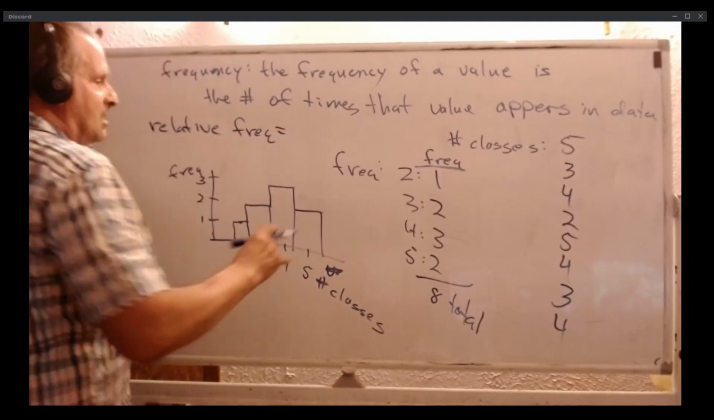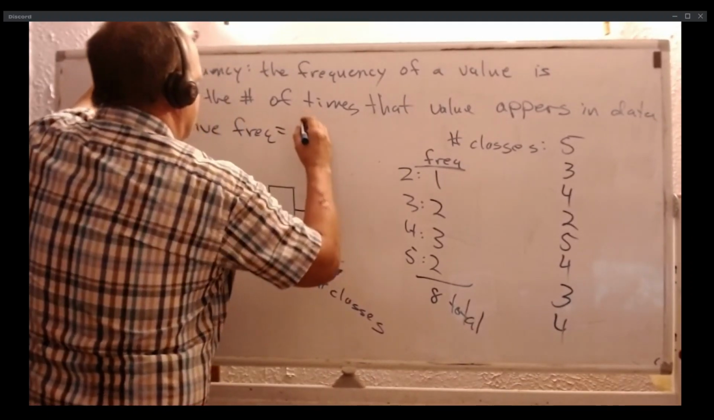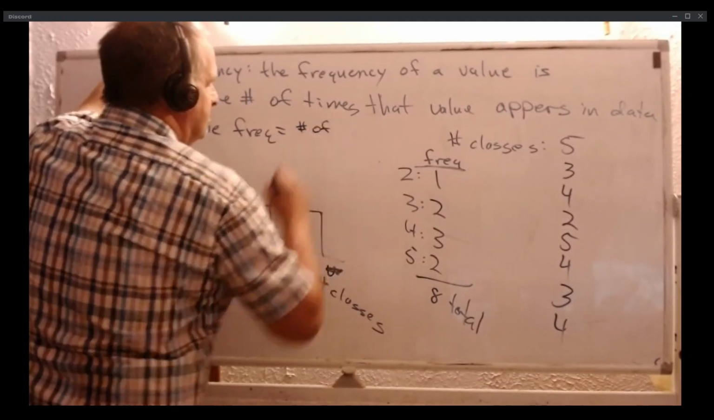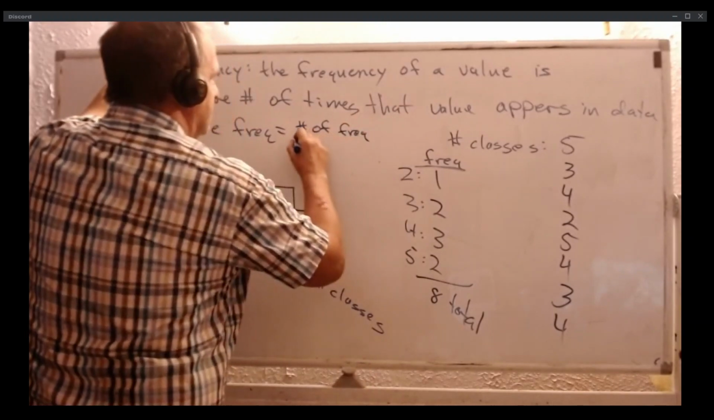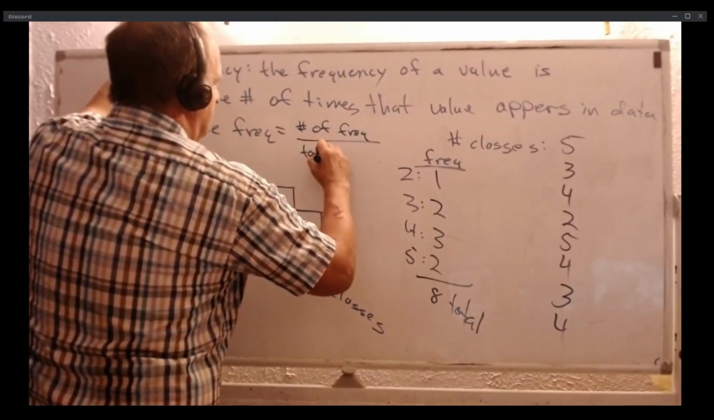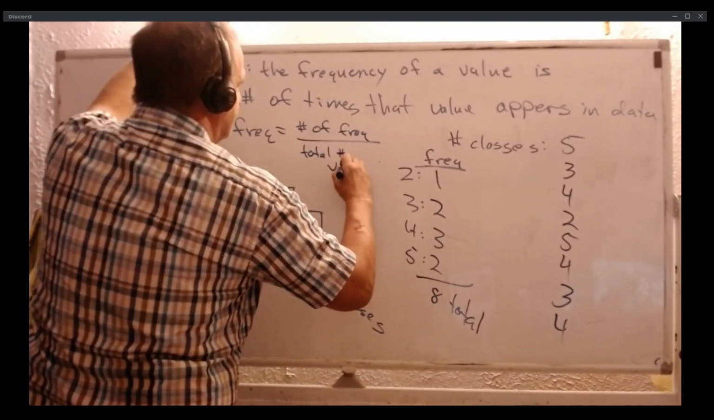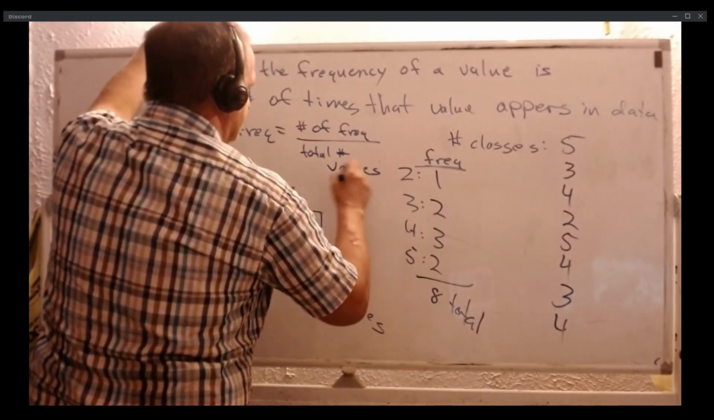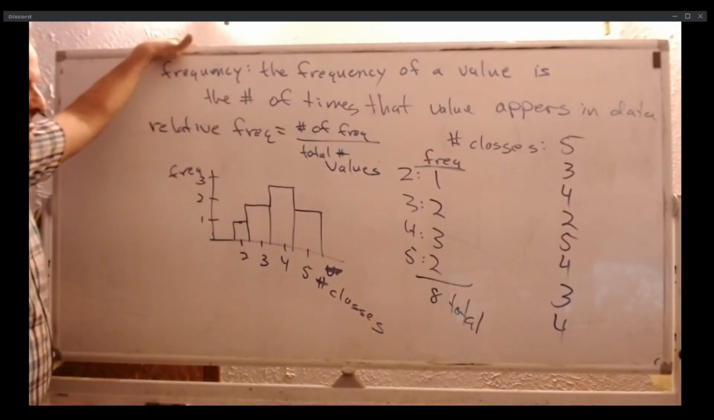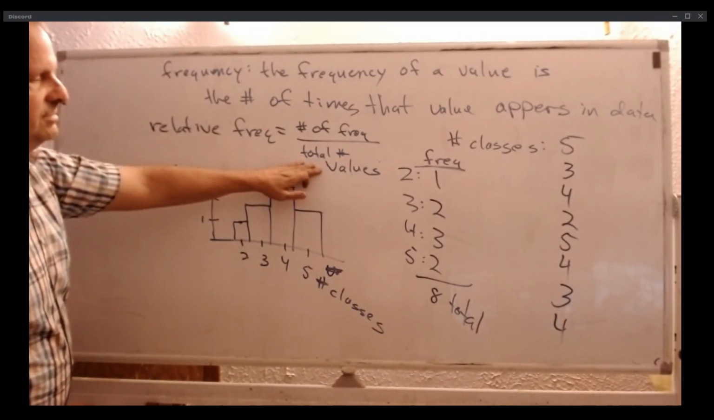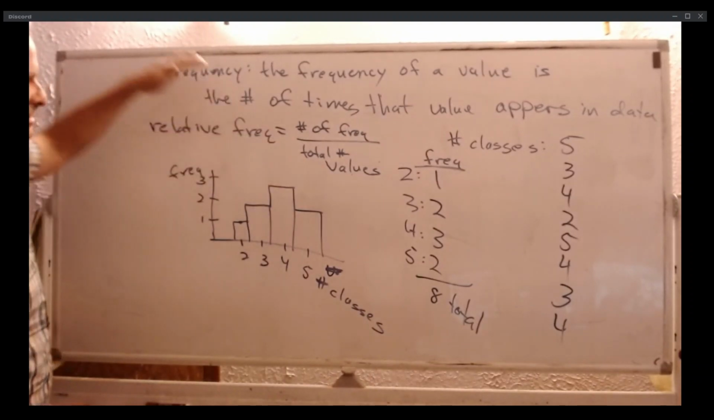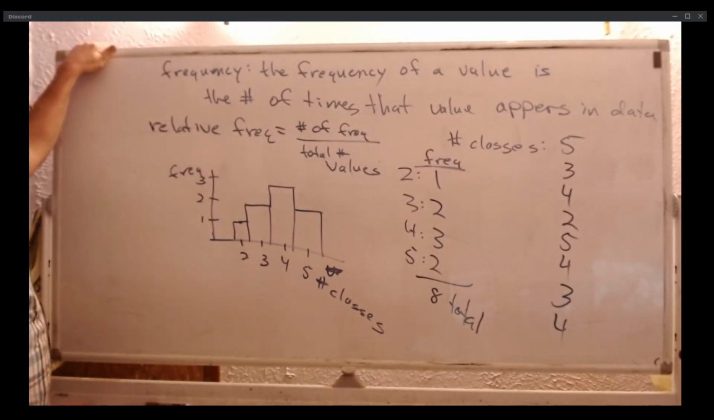The relative frequency is simply the value of the frequency divided by the total number of values that we have. Does that make sense? In our data, you simply divide by 8. And you get fractions. If you multiply by 100, you get percentages.